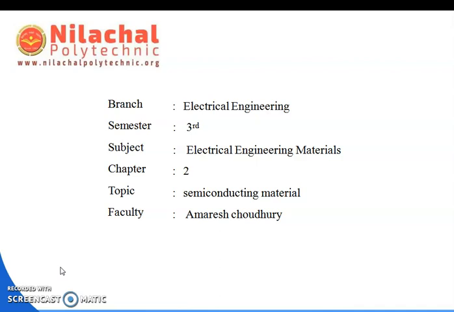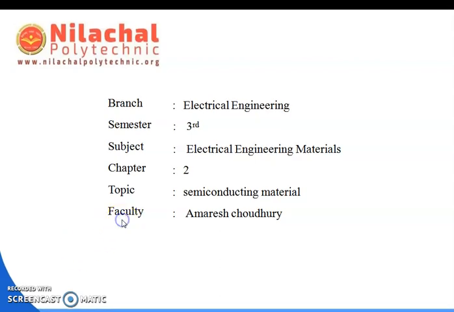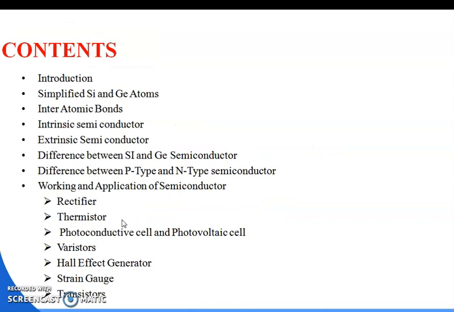These are the contents of your topic: introduction and simplify of silicon and germanium atom, interatomic bond, intrinsic semiconductor, extrinsic semiconductor, difference between silicon and germanium semiconductor, difference between p-type and n-type, and working and application of semiconductors. Today we'll discuss only the introduction regarding the semiconductor.